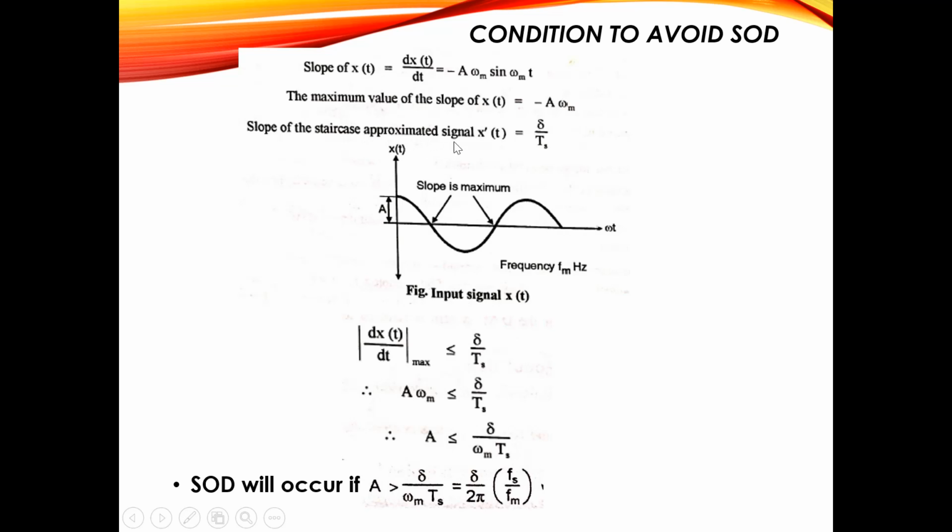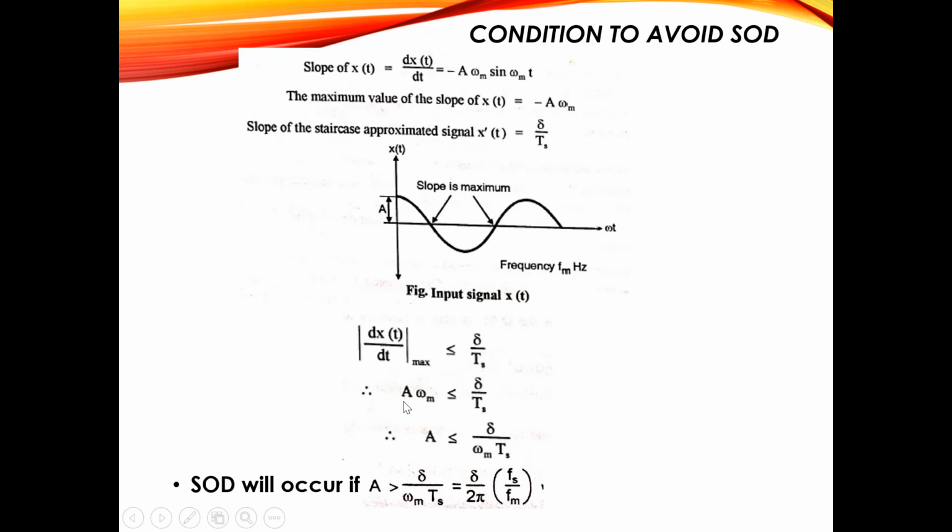The slope of the staircase approximated signal x dash of t is delta divided by Ts. Whenever the slope of x of t is very large, x dash of t, the approximated signal, will not be able to catch x of t and slope overload distortion occurs. To avoid this slope overload distortion, we need to find the condition on the amplitude: the magnitude of the derivative of x of t is less than or equal to delta divided by Ts.